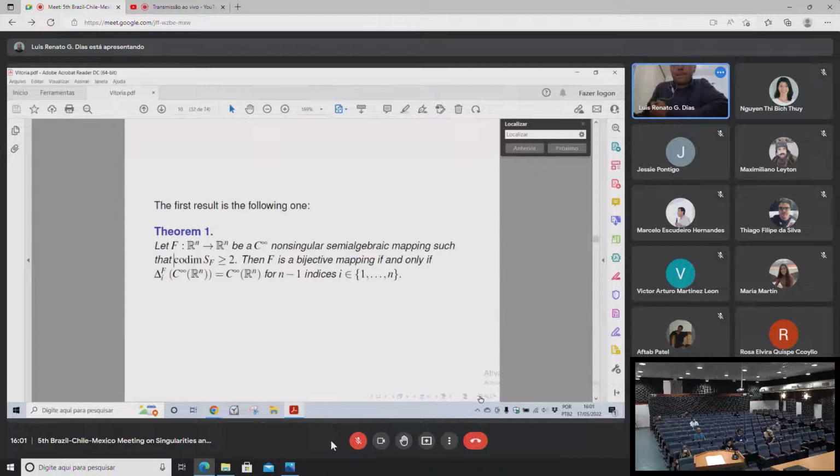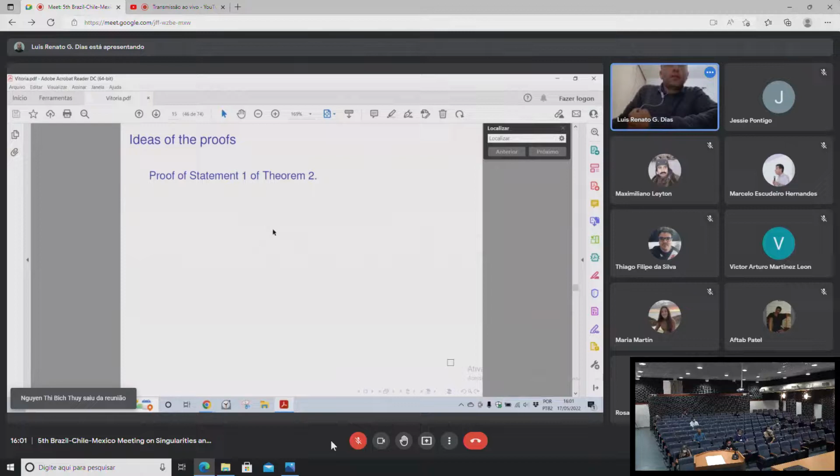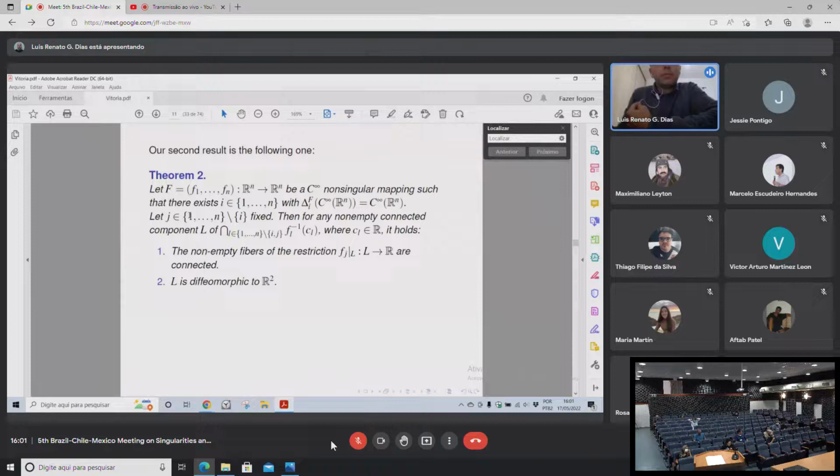So now I want to give some ideas of the proofs. Remember the statement of theorem 2. If you have a non-singular mapping such that the operator delta_i is surjective, then you fix a J. Then we want to show that the non-empty connected component of this intersection is diffeomorphic to R^2, and also we want to show that F_J restricted to L has connected fibers.